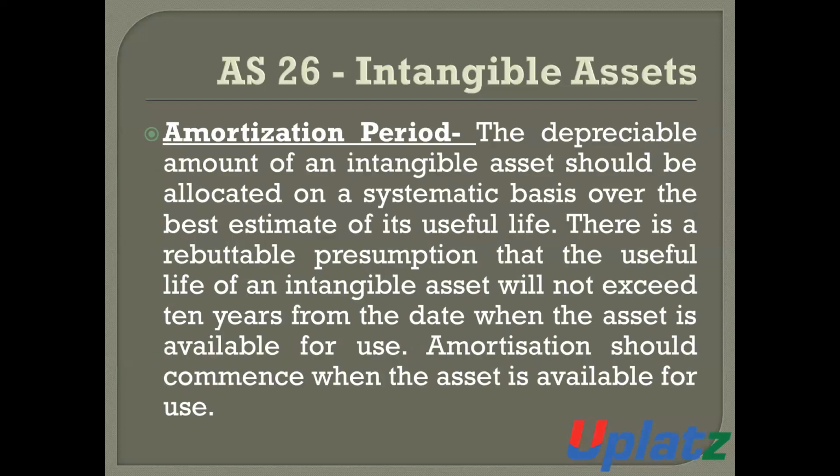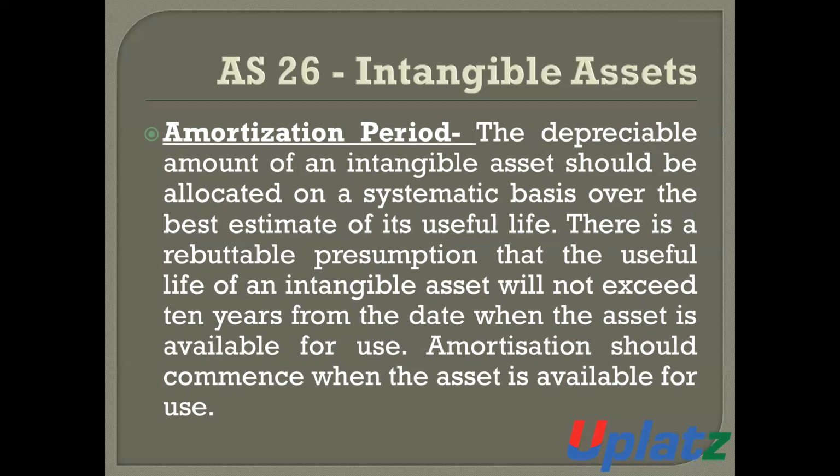Amortization period. What is the amortization period? The depreciable amount of an intangible asset should be allocated on a systematic basis over the best estimate of its useful life. That is, the depreciable amount of any intangible asset is allocated over the useful life of the intangible asset, and such useful life is determined on the basis of best estimation.